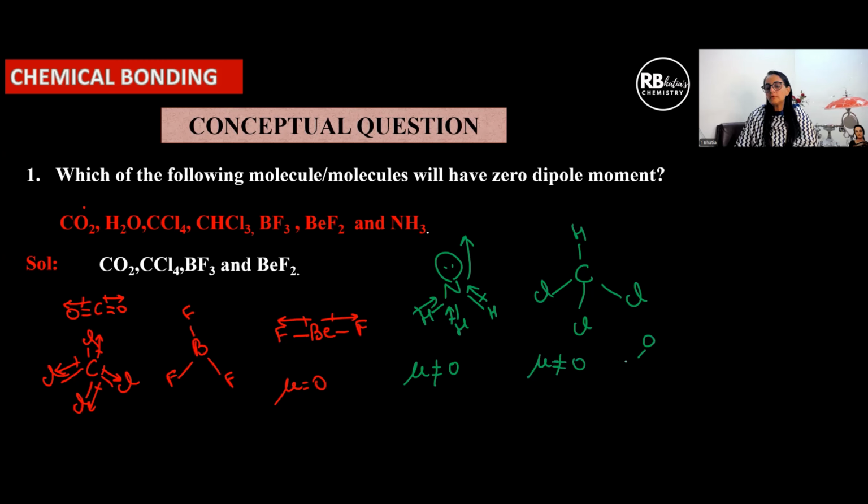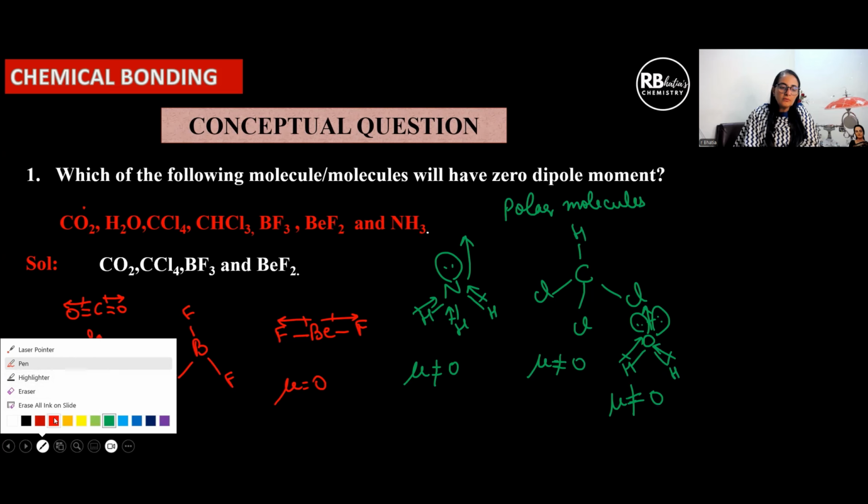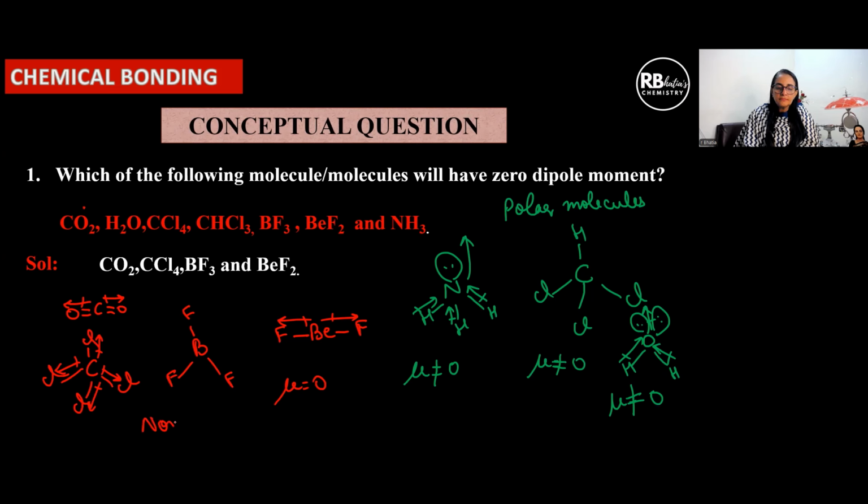Similarly, water. Water also has bond pairs and lone pairs. So the net dipole moment adds up. Again, it is non-zero. So the green ones are polar molecules because they have some dipole moment, whereas the red ones are non-polar molecules. Non-polar means having dipole moment 0.